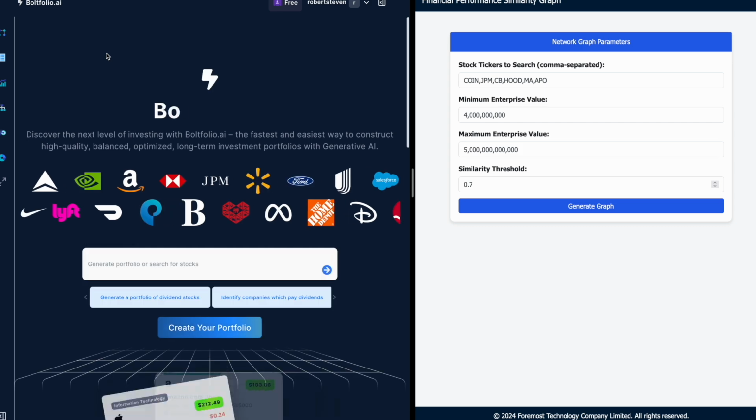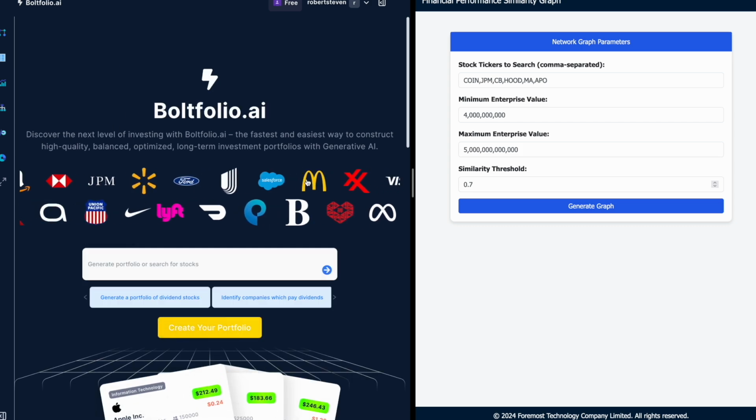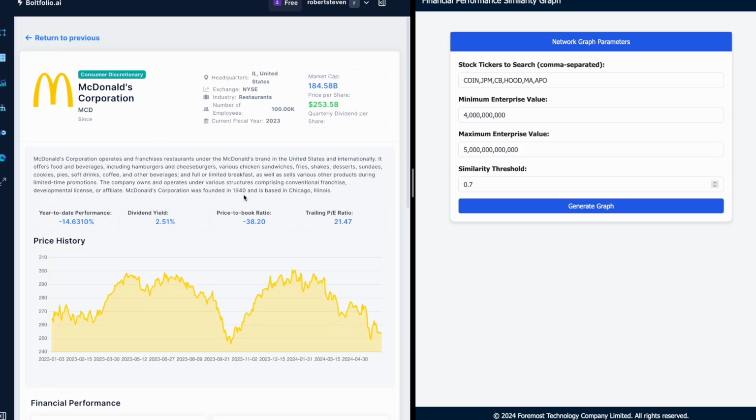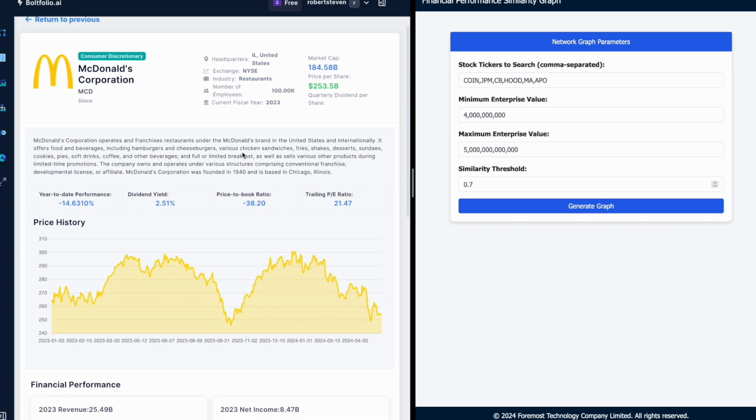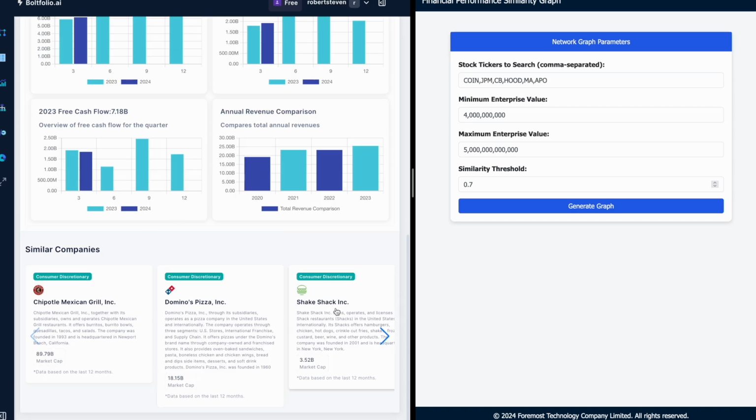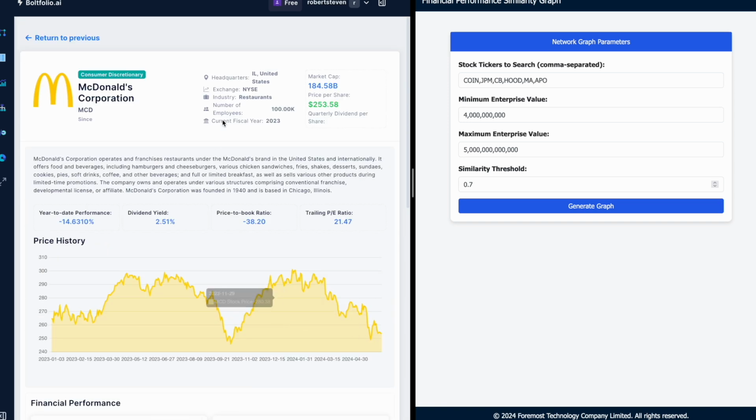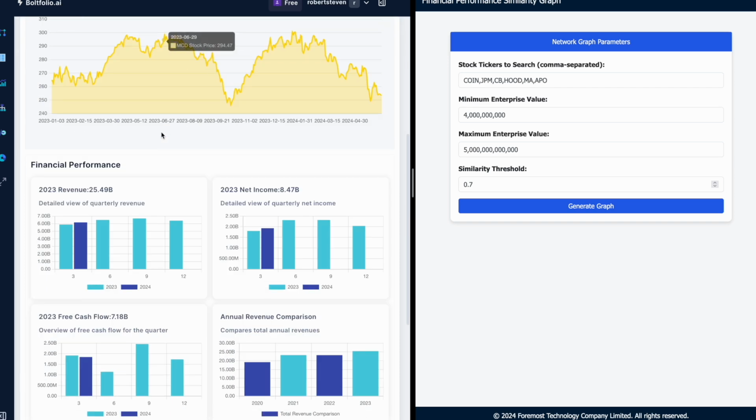So if I were to look for a different company like McDonald's, let's say, I'll click McDonald's. This is the company profile page of McDonald's. What are the similar companies to McDonald's? Well, in this case, it's saying Chipotle, Domino's, Shake Shack. Again, very valid, perfect answers, right? You've got hamburger, you've got fast food, you've got delivery. It meets pretty much the exact same market segment that McDonald's operates in, in the form of industry, restaurants, consumer discretionary.